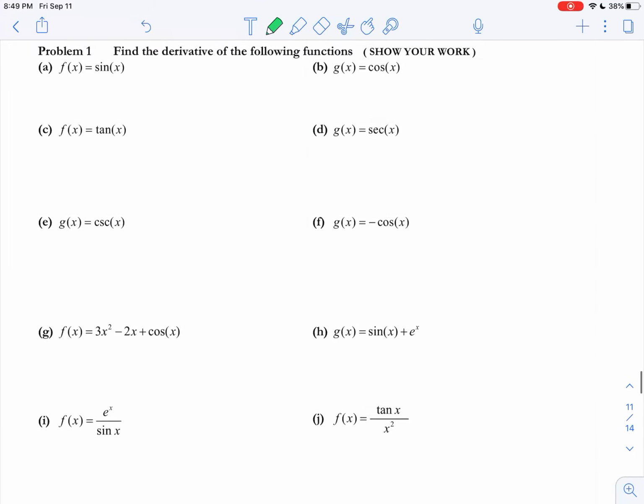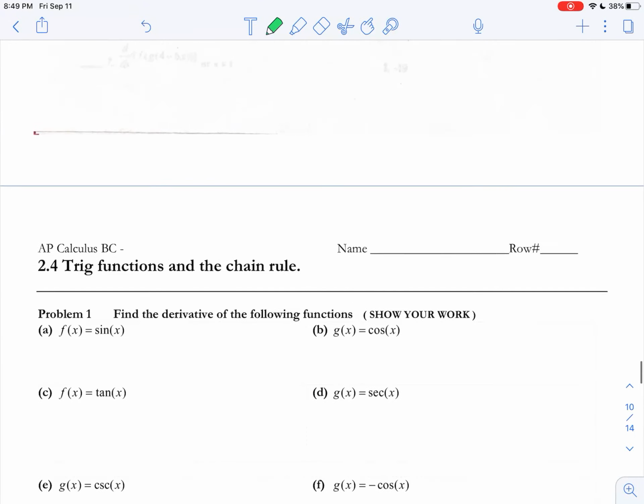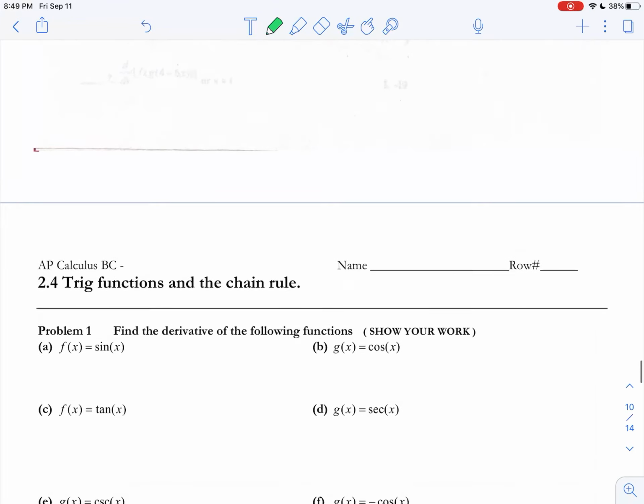Hi guys, we're going to start on page 10 and we're going to review trig functions and then prove the other 4 trig functions which you don't know. And before we do that, we need to know what the chain rule is.